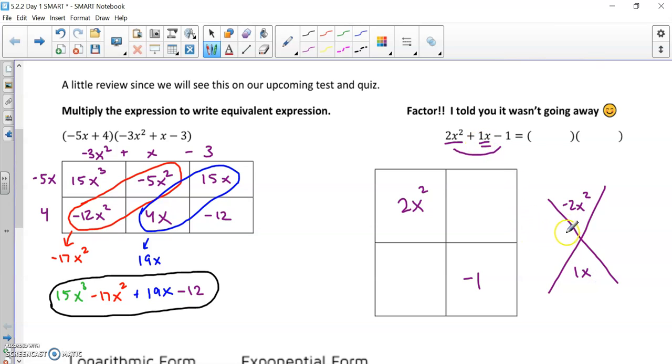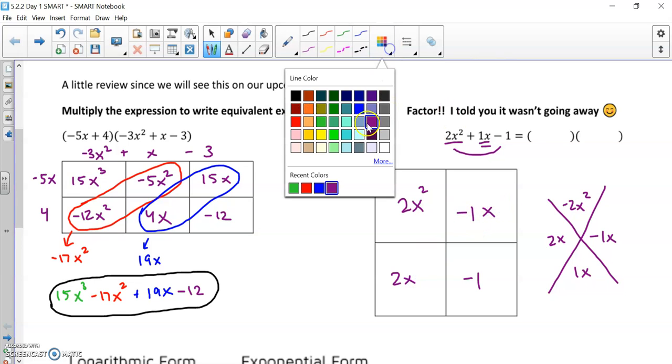So we have to play the game. What two numbers multiply to make negative 2 and add to make positive 1? So hopefully you would realize that it's going to be 2 and a negative 1. So we'll get a 2x and a negative 1x. And that will then be what we use to fill in these boxes.